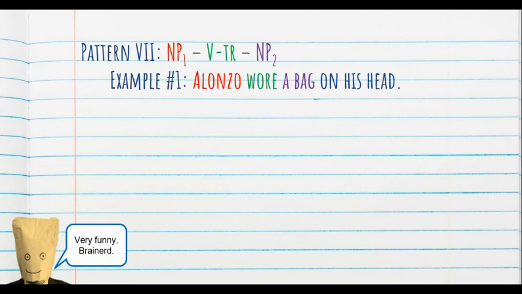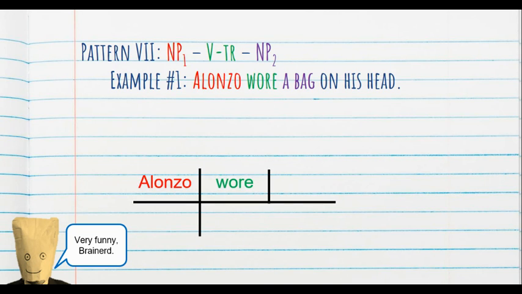So let's build that first. Yeah, it is funny. Bag head. All right, here we go. So let's get Alonzo in here. Here's wore, and then here's bag. All right, so those are the 3 most important words. Alonzo wore bag. We fill in everything else as a bag, and it's a bag on his head.